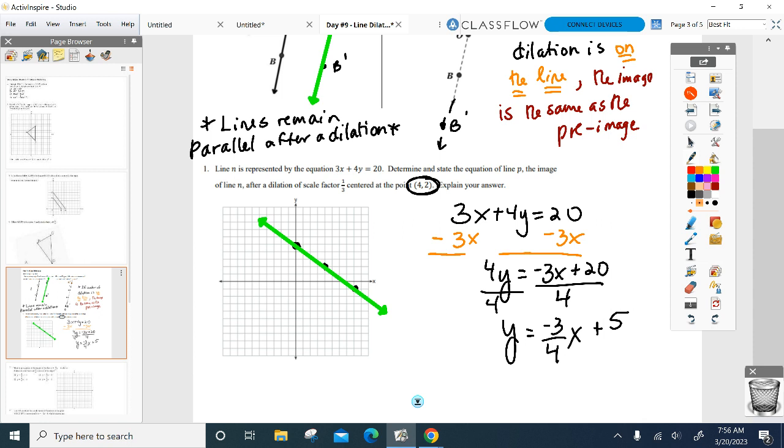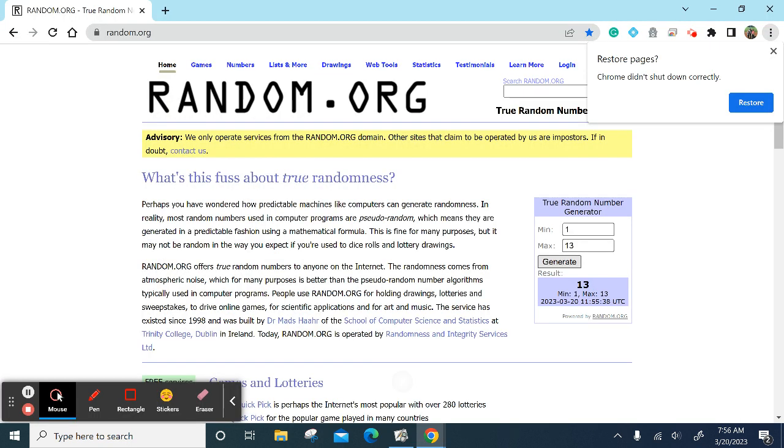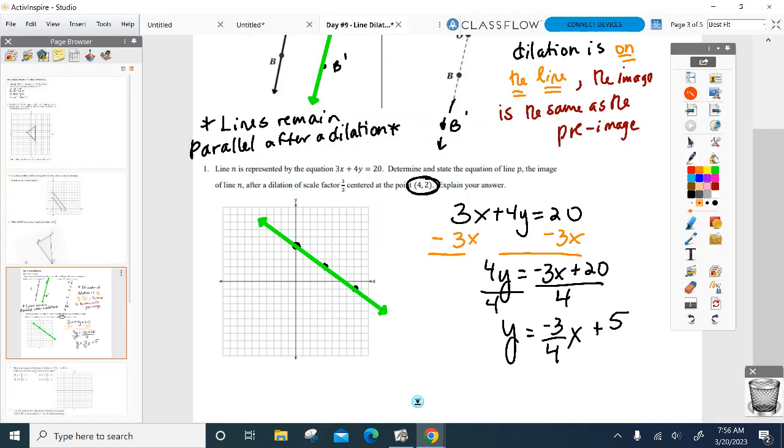All right, you ready to dilate it? We said 1/3, they all get closer, and it's around 4, 2. Everyone locate where 4, 2 is, please. And where's 4, 2? One of the points. Hey, look, 1, 2, 3, 4, up 2. There it is. It's already on the line.